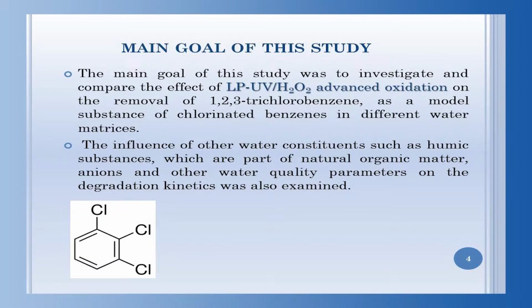pollutants removal. Taking into account all mentioned, the main goal of this study was to investigate and compare the effects of UV photolysis alone and UV combined with hydrogen peroxide oxidation to remove trichlorobenzene in different water matrices. The influence of different water matrices means investigating the influence of the presence of humic substances and carbonate ions, and comparing it with the efficacy of these processes in natural water from the Vojvodina region.